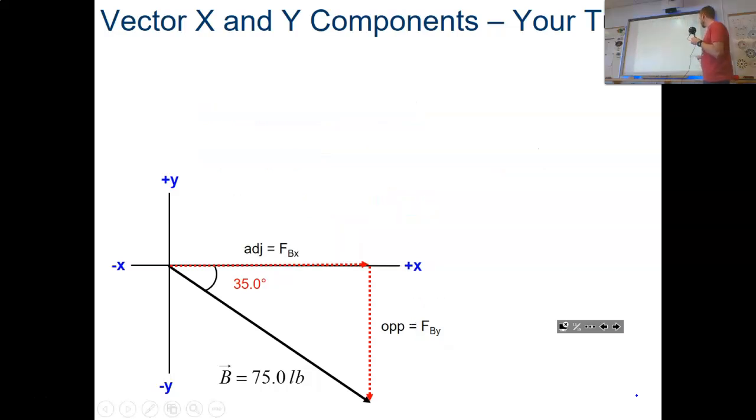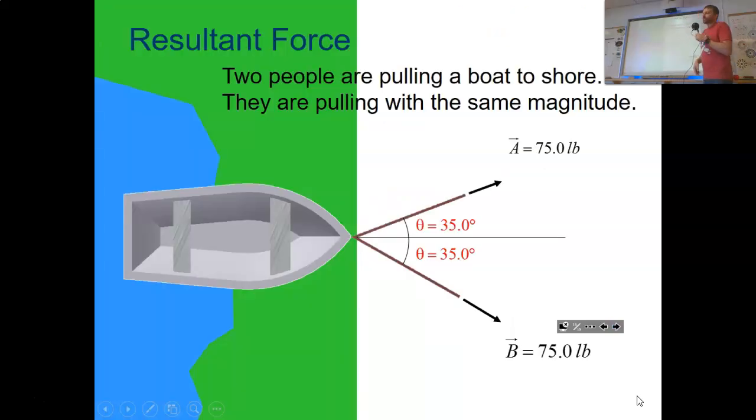And here's where this comes into play and how this works out. So here's a boat, and two people are pulling on it. So you and a friend are pulling on a boat. You are pulling with 75 pounds at that angle, at 35 degrees above the x-axis. And your friend is pulling this way, also at 75 pounds.